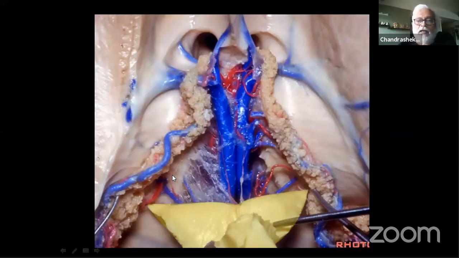Most of the time I approach the cyst to decompress by endoscopic method, and then I go for radical surgery either by transcranial or transsphenoidal way, depending on the general morphology of the sella and the rest of the tumor and the hormonal status of the patient.